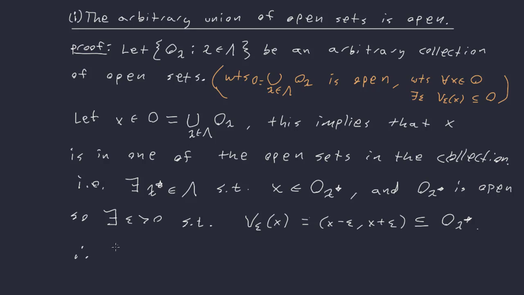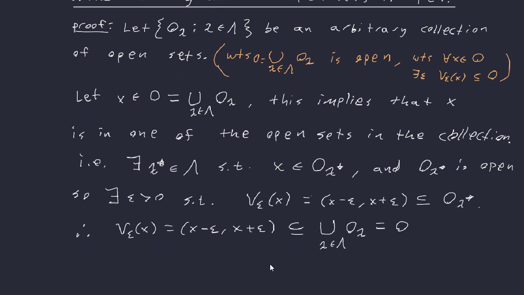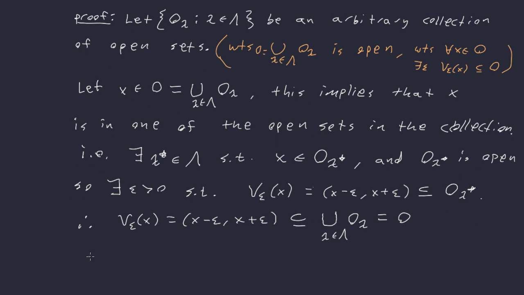Therefore, V sub epsilon about x, so the epsilon neighborhood around x, which is equal to x minus epsilon to x plus epsilon, is completely contained in the union, which is our O. And since x was arbitrary, therefore O is open, and that completes the proof.